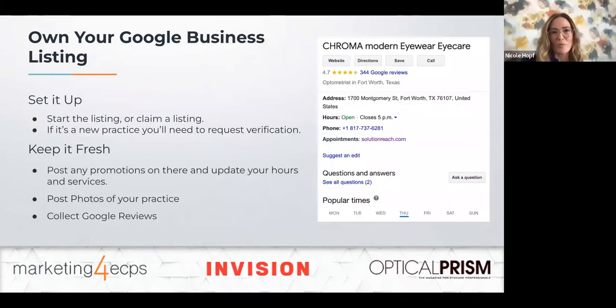Thanks, Robin. So jumping in, the first thing we'll get to is owning your Google business listing. You'll hear us talk about your GMB, owning it. The first thing that we really have to do is set it up. So we have to start the listing or claim it. If you are a brand new practice, you'll need to request verification. And if you've been through a website build with us, you're probably very comfortable with this process.